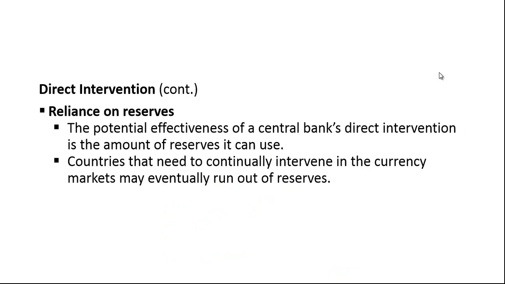In terms of direct intervention, there's a reliance on reserves. Okay, central banks will hold reserves of foreign currencies and they will use them to intervene. When a country has real difficulties, they run into the possibility of running out of reserves. Okay, you can only buy the other currency if you have enough of your own currency. You can only sell so much of the foreign currency if you actually have it. So, it depends on what sort of reserves they have at their own central bank.